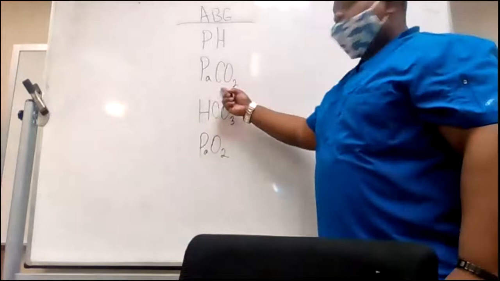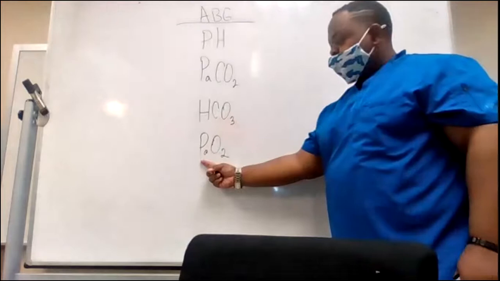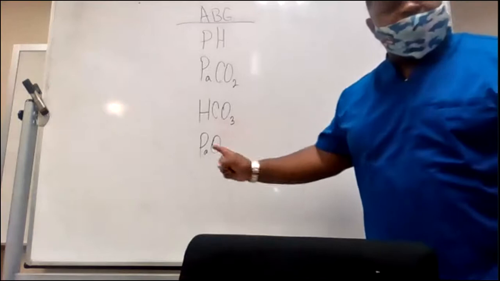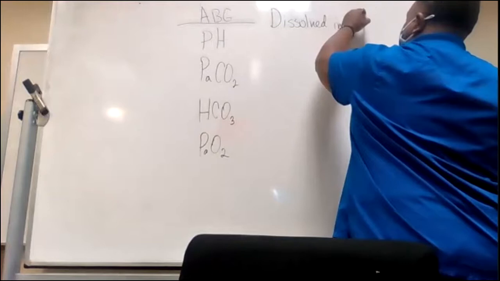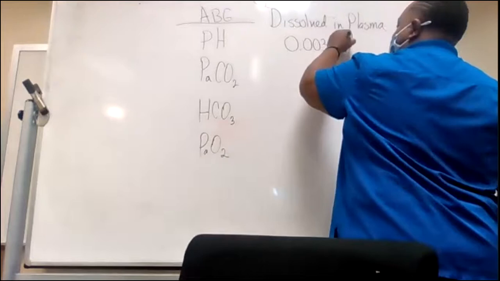All right. So what is this one here then? Partial pressure of arterial oxygen. Okay, that's the P little a O2 in your formula. So O2 dissolved in plasma is 0.003 times the P little a O2, and it's in milliliters.